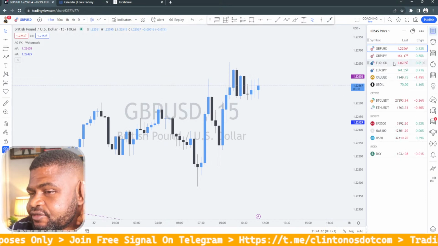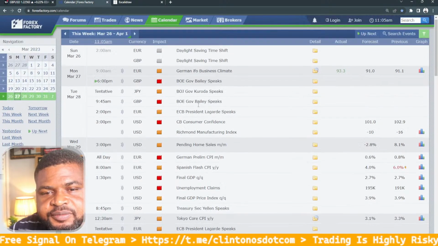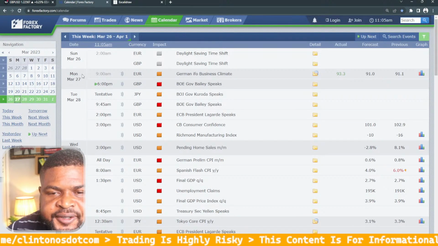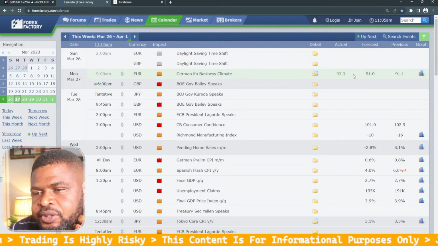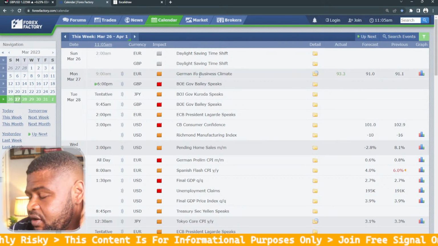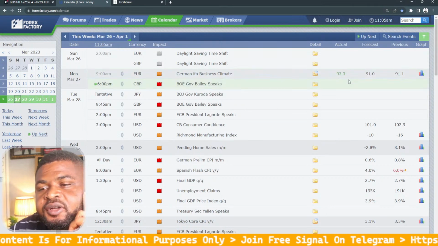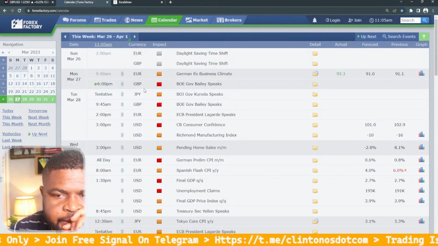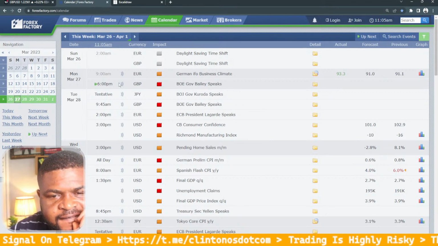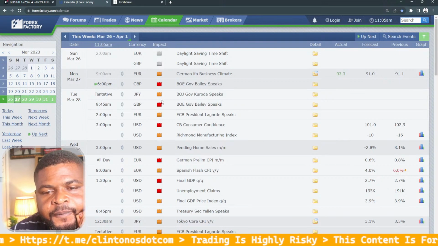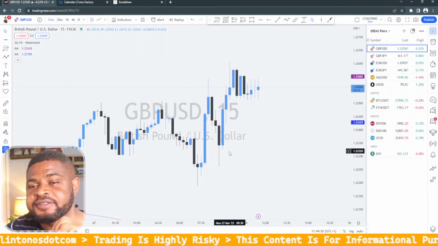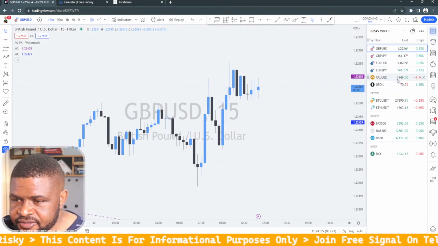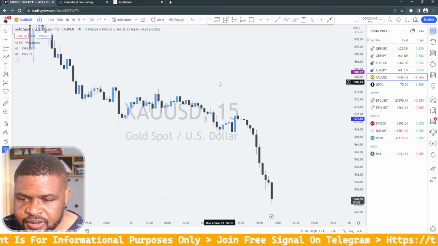Well, it's kind of slow. Of course, it's expected because there's really not much, right? The German IFO business climate was released positive. That was a boost for the euro, right? And that's 6 p.m. So there's really not much high impact news for Monday. I think that's why we are seeing a very slow volatility. Wow.